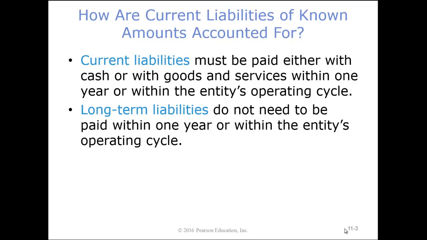So what if we had to pay $100,000 a year for 4 years? Well, the $100,000 that we're about to pay in the upcoming year would be considered a current liability, and the remaining $300,000 would be considered non-current liabilities.